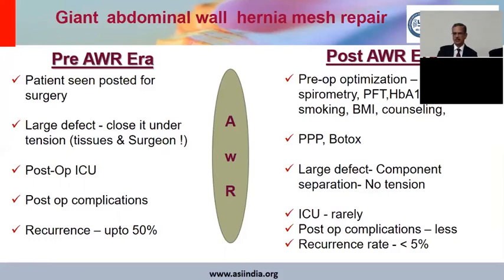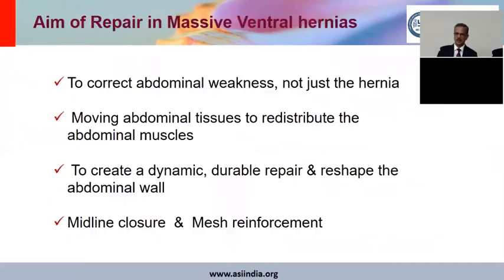Many times you may do a progressive pneumoperitoneum or Botox, and for the large defects we nowadays do the component separation technique, and then close the abdomen without any tension, and a mesh repair is a must in all these patients. Rarely do these patients go to the ICU. Post-operative complications have become very few, and the recurrence rate is definitely less than 5% in these patients. A reduction of recurrence rate from 50% to 5%, I think it's a great service to all our patients we are doing.